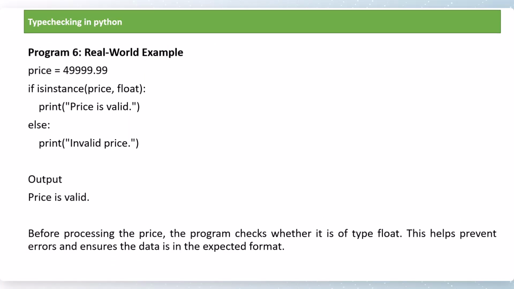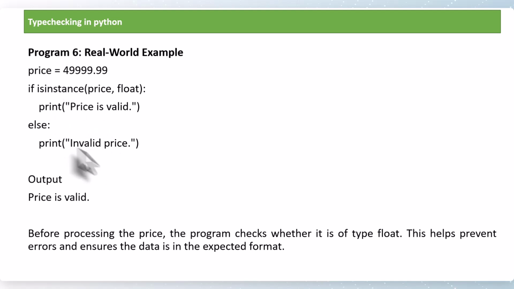And similarly, you can use this in any kind of real world application. I am having a price variable that is 49,999.99. Before performing any kind of processing or calculation, you can check isinstance(price, float). If this is true, it is going to display this statement, "Price is valid." Otherwise, it is going to display "Invalid price."